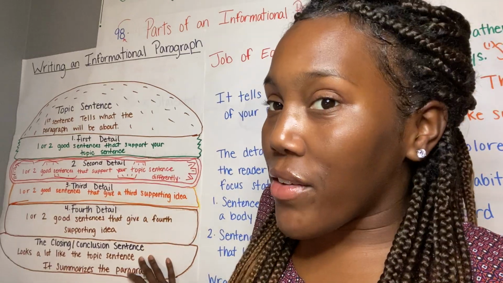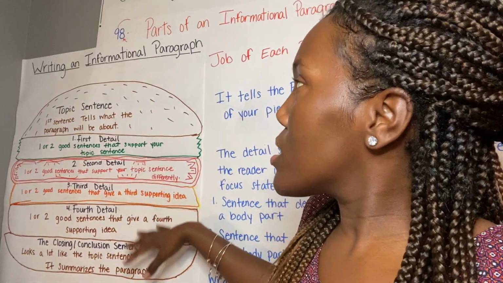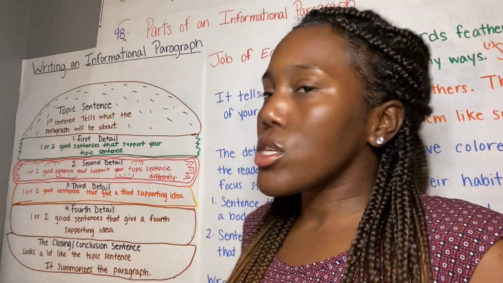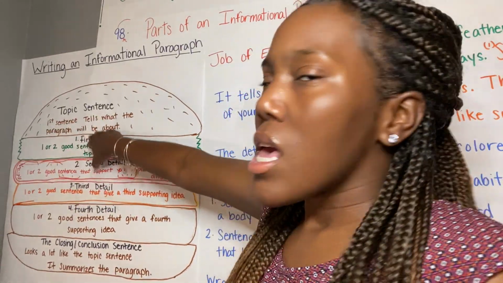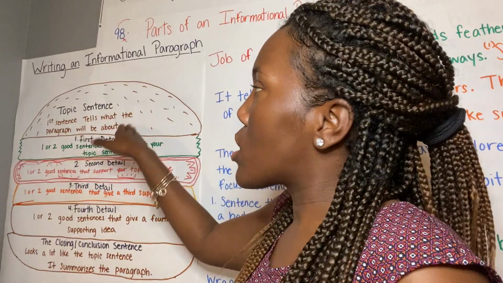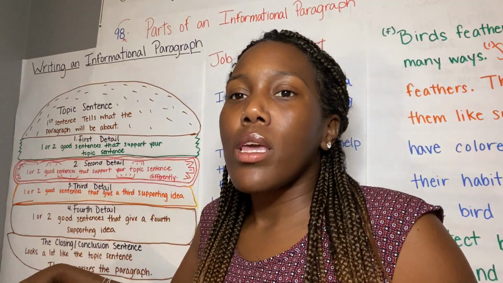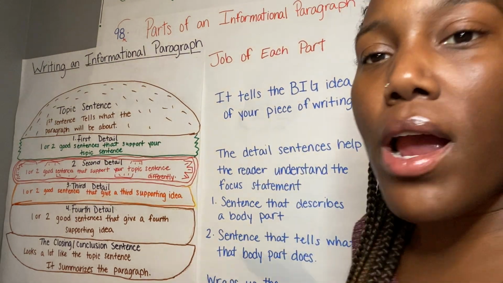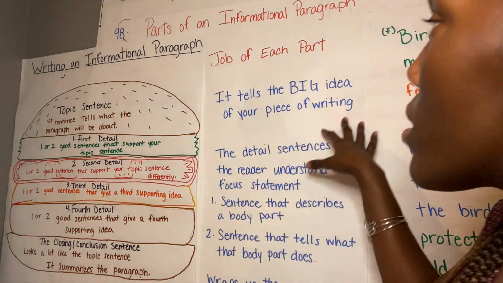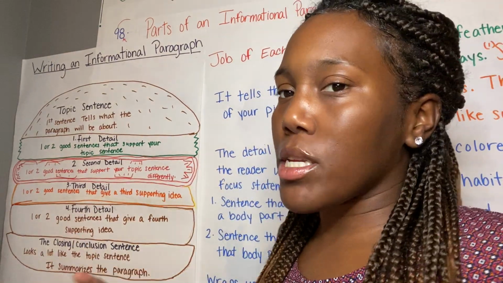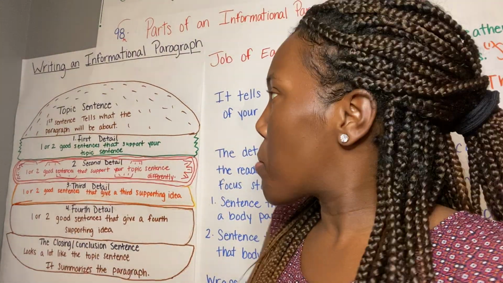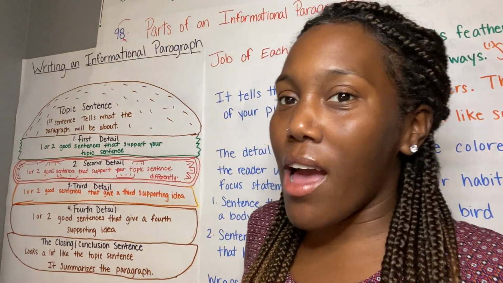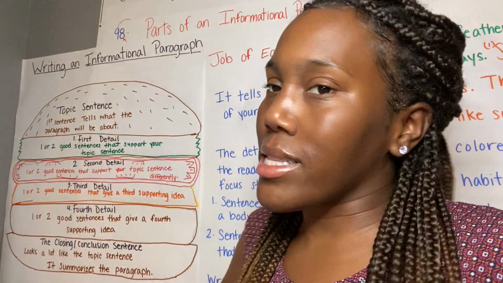Our lovely graphic that we used showed us the parts of an informational paragraph and what it takes to write one of those. And we start with a topic sentence. That's the first sentence of your paragraph that tells what the paragraph will be about. In other words, it's also going to tell us the big idea of your piece of writing. Once we've figured out the big idea of our piece of writing, then we need to get some meat and some goodies in our burger or in our paragraph to support that big idea.